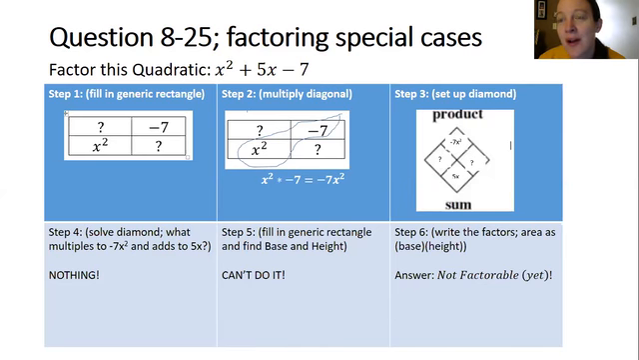This is where I think Algebra 1 and Algebra 2 become really interesting, because when one method doesn't work, we move to another. That's the fun part of trying to keep it all together. So if you run into a problem like this, and you can't finish the diamond, and you can't finish the generic rectangle, your answer will be not factorable. But just keep in mind, that doesn't mean there are no answers, and that doesn't mean there's no graph. It just means I've got to learn some more math before I can figure this one out.